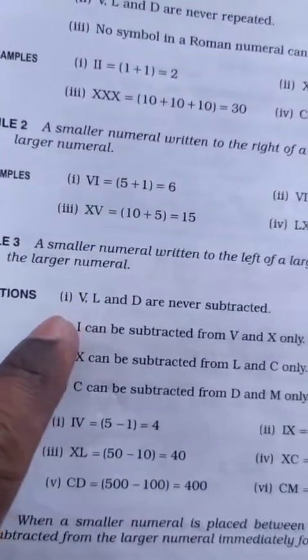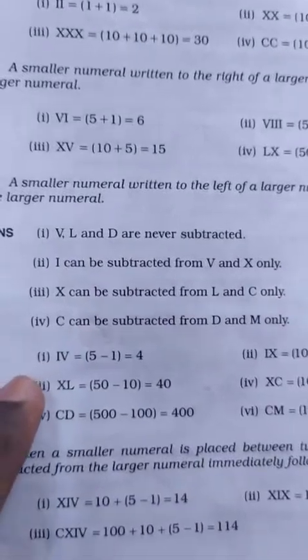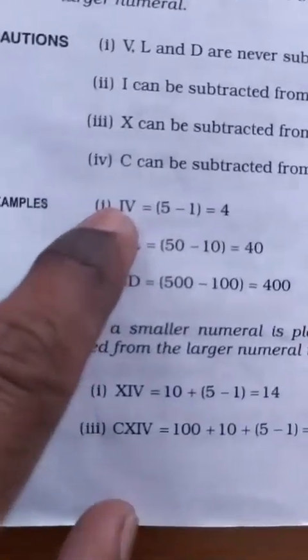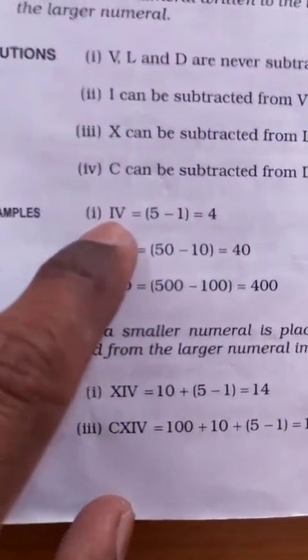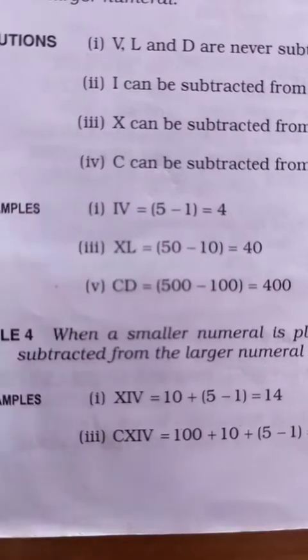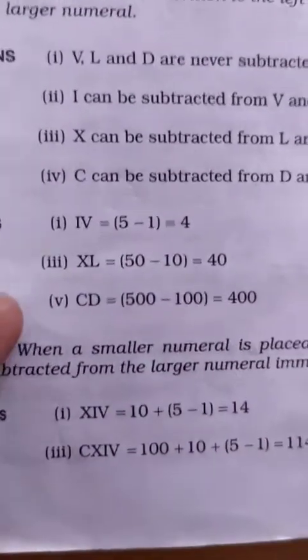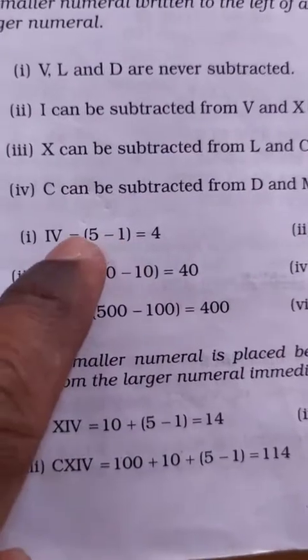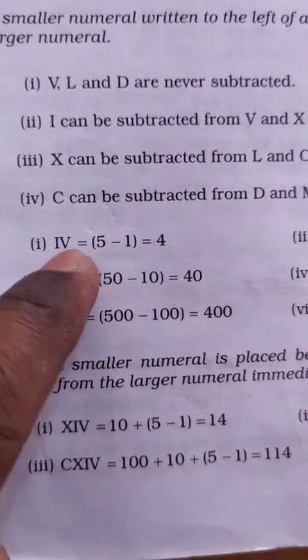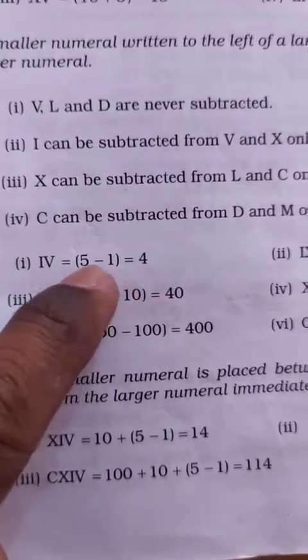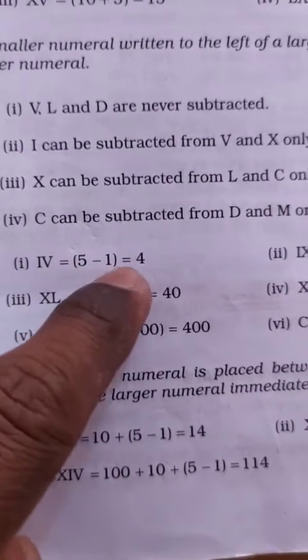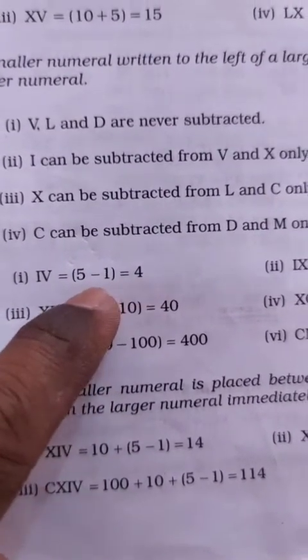So here, if it is written IV, then I is smaller than V, we know, therefore I will be subtracted from 5. I is on the left of the V, so I will be subtracted from 5. So 5 minus 1 is 4. Always keep it in your mind.